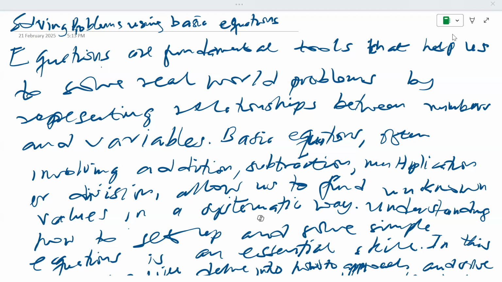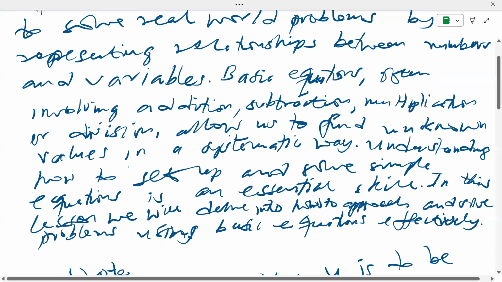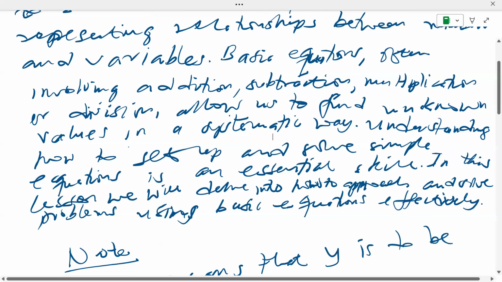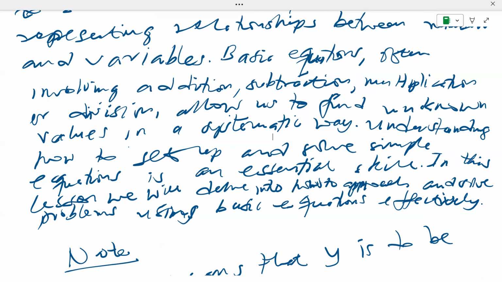And so I'll start by telling you that when we mention problems using basic equations, equations are important and fundamental tools that help us to solve real world problems by representing the relationships between numbers and variables. Basic equations, often involving addition, subtraction, multiplication, or division, allow us to find unknown values in a systematic way.